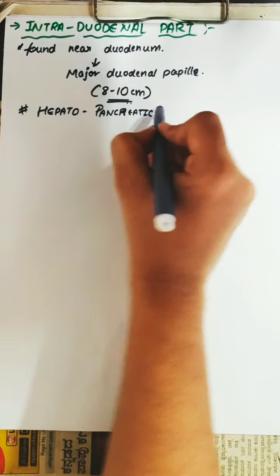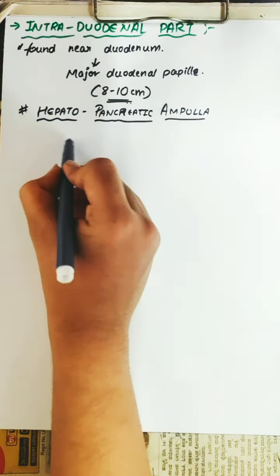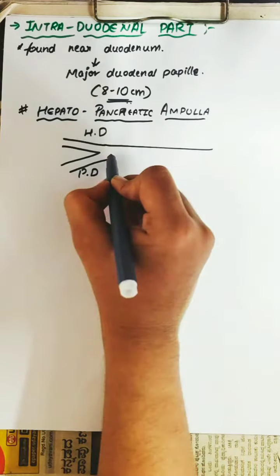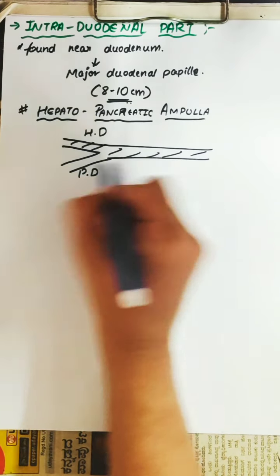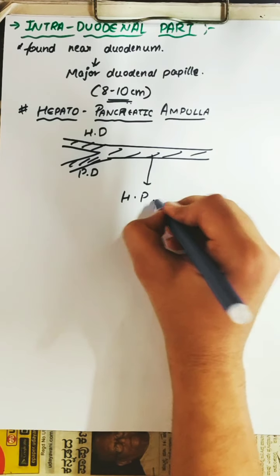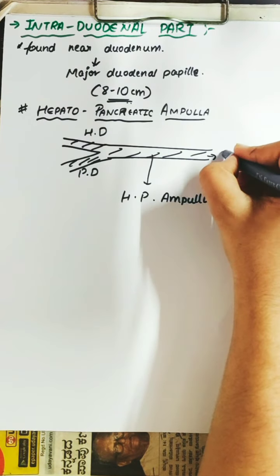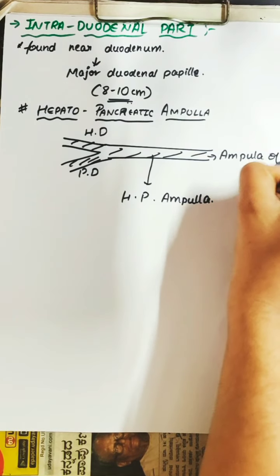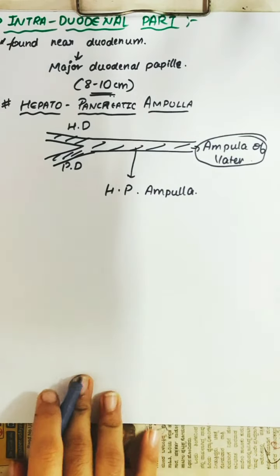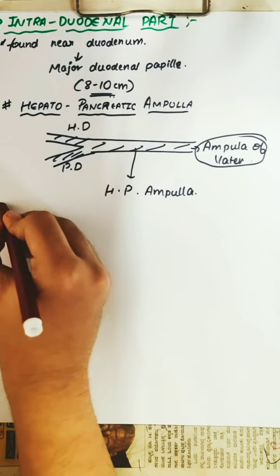the hepatopancreatic ampulla. This is the hepatic duct and this is the pancreatic duct. The hepatic duct and the pancreatic duct combine together to form the hepatopancreatic ampulla. This is also called the ampulla of Vater, the hepatopancreatic junction. Last but not the least, we'll see about the arterial supply.